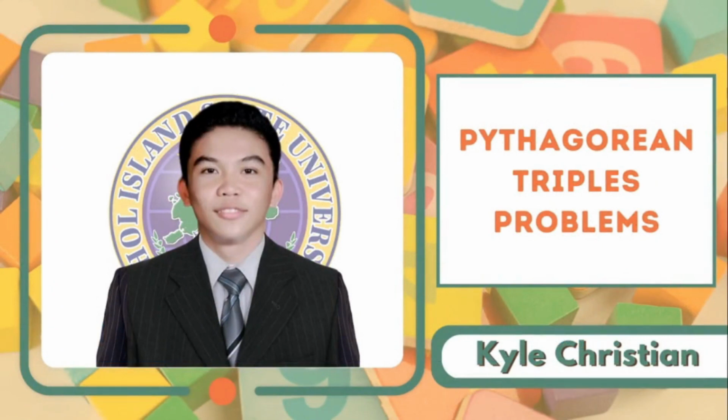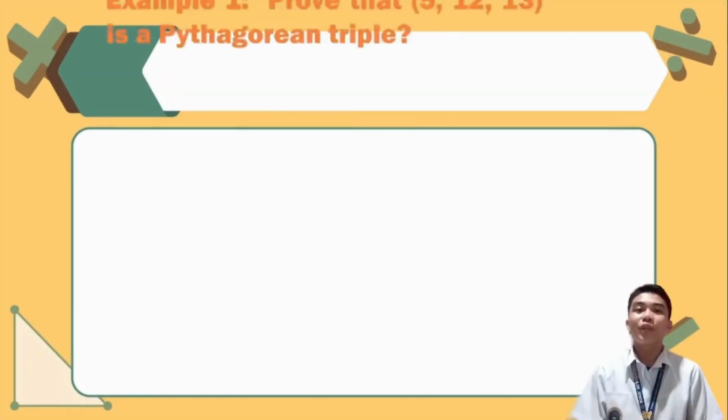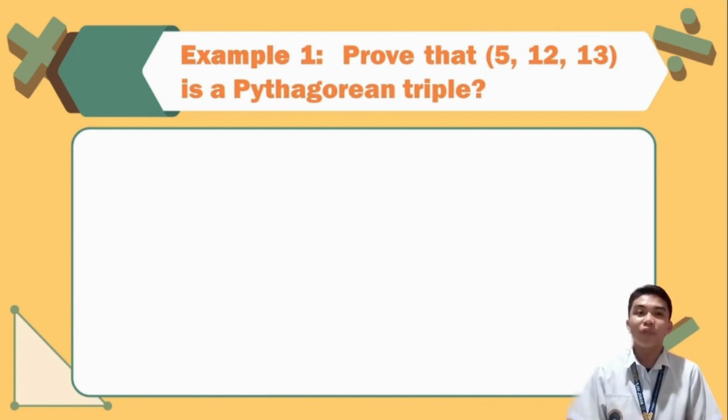Hello everyone, good day. This is Cal Christian Malesa, and now let's proceed to the Pythagorean triple problems. So we have here two examples. Now let's start with example number 1. Prove that the quantity 5, 12, 13 is a Pythagorean triple. So we have here the solution.